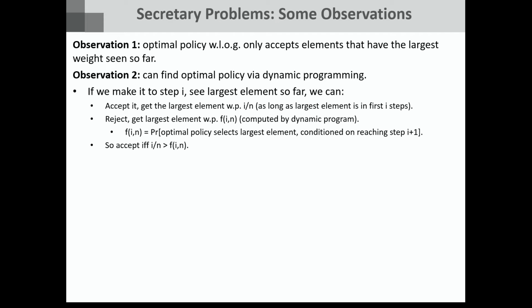Okay, so all this observation is saying is that you can use dynamic programming to find the optimal policy. And I left part of the proof up here because I want to do some reasoning about these probabilities f of i n.